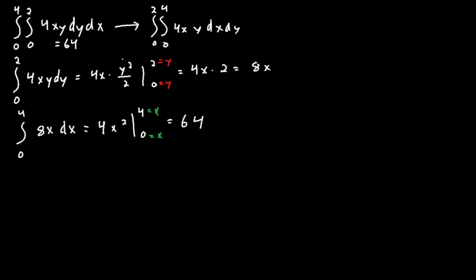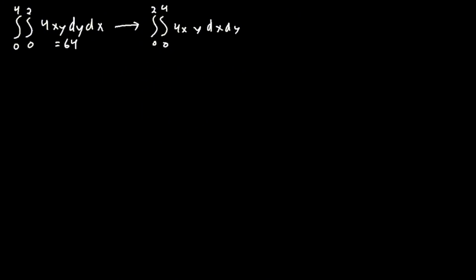Now, what if we do it this way first? Integrate with respect to x and then integrate with respect to y. Well, it turns out your answer will still be the same. So 0 to 4, 4xy dx is equal to 4y times x squared over 2, 0 to 4.